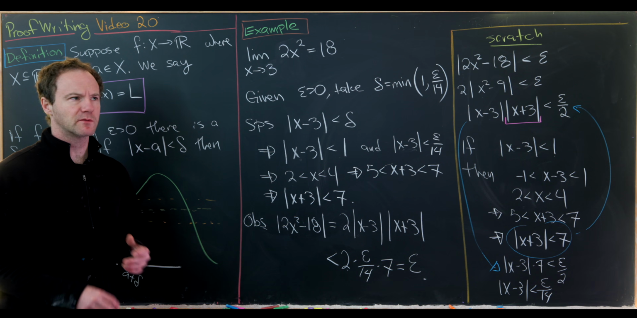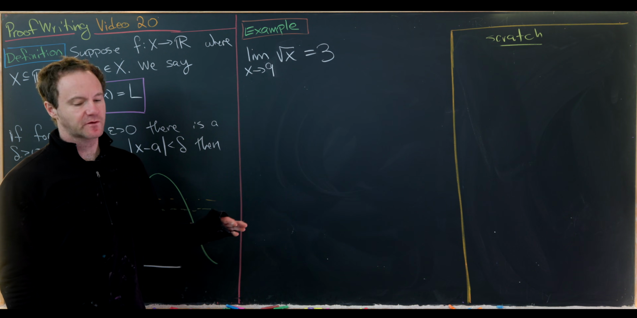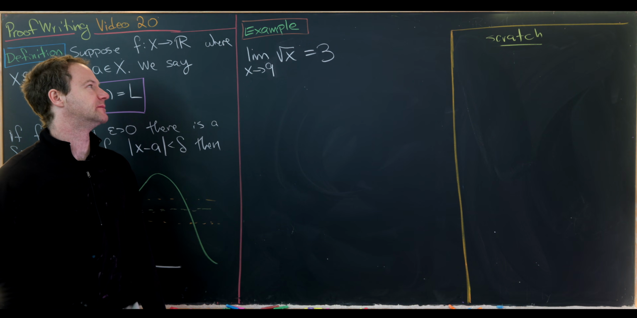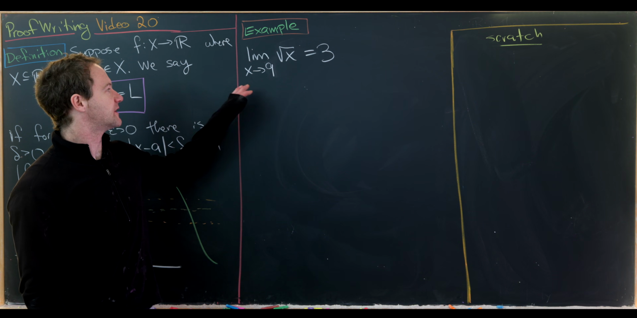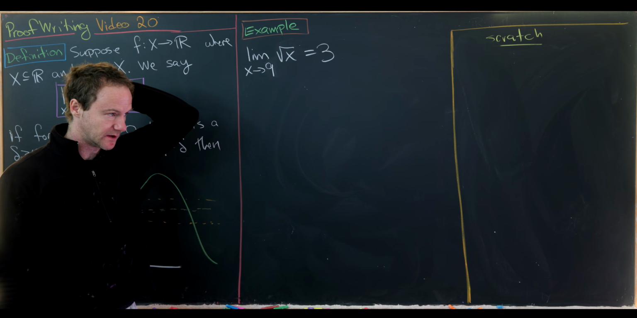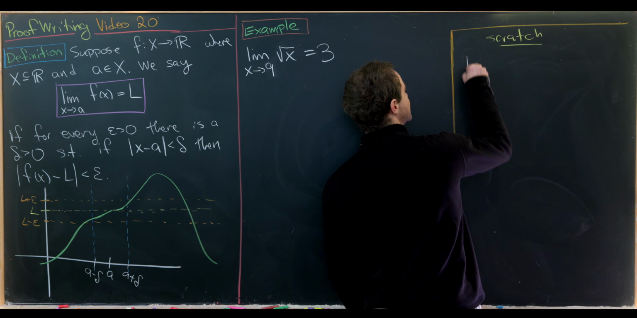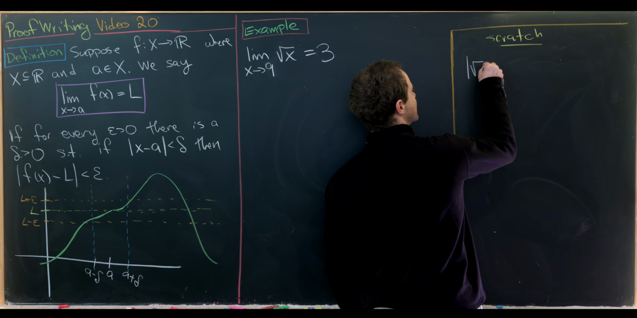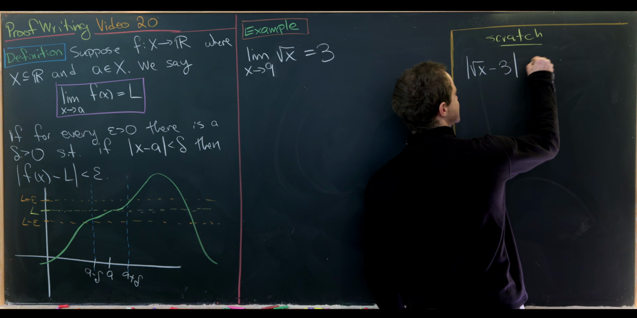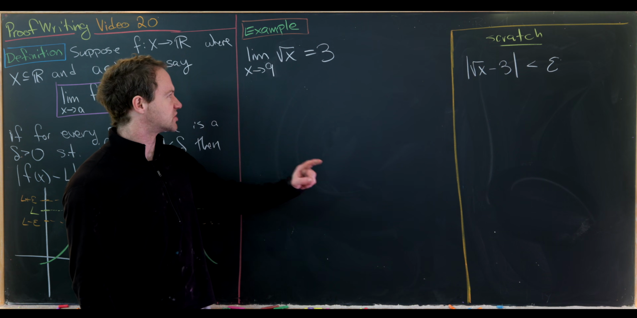Okay, let's do one more before we prove some standard results involving limits. So for our last example, before we prove some general results, we'll show that the limit as x goes to 9 of the square root of x equals 3. So again, let's do our scratch work first. We will need the absolute value of the square root of x minus 3 to be less than epsilon.